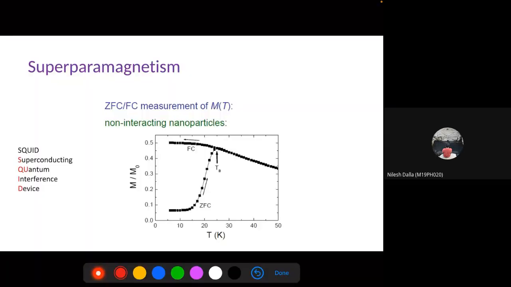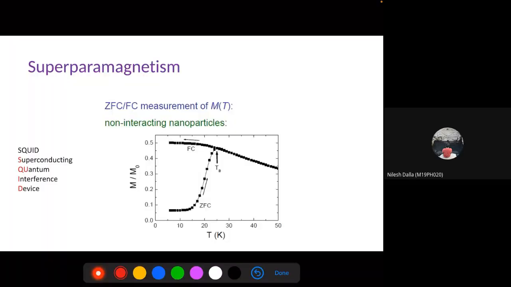Sir, the books you shared, do they also contain this superparamagnetism part? Superparamagnetism, not really. These are actually taken from some other material, so it is not from one book. This is taken from one review paper. I will share that review paper so you can go through that. Sure, sir. Thank you, sir.